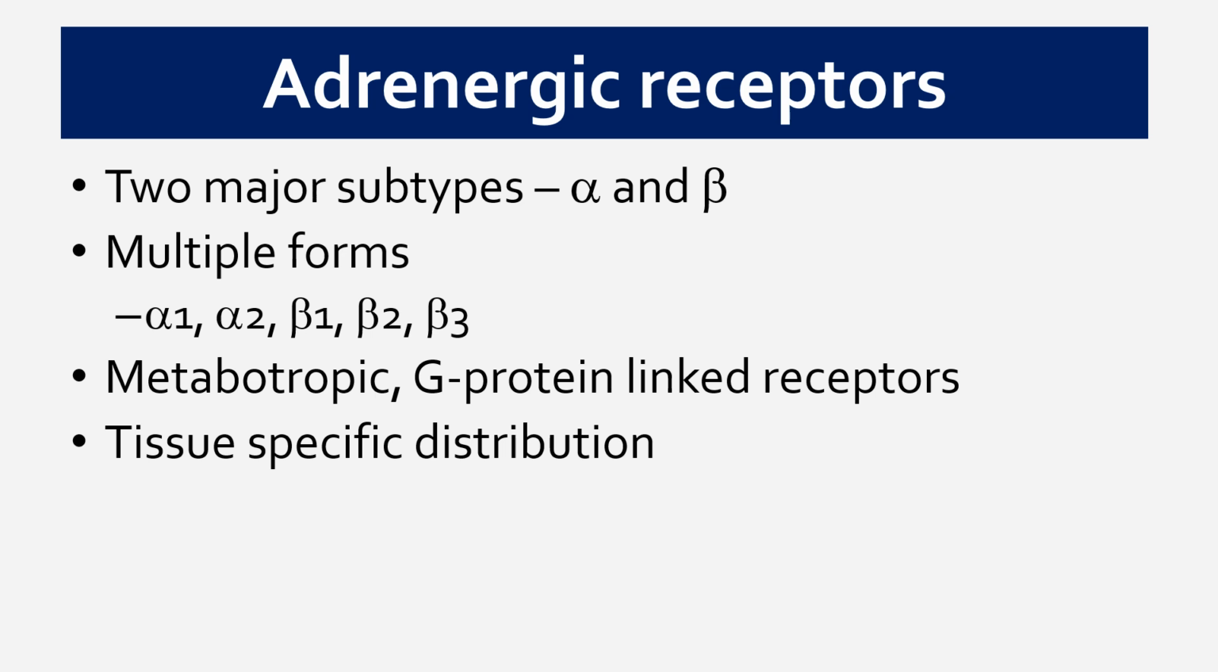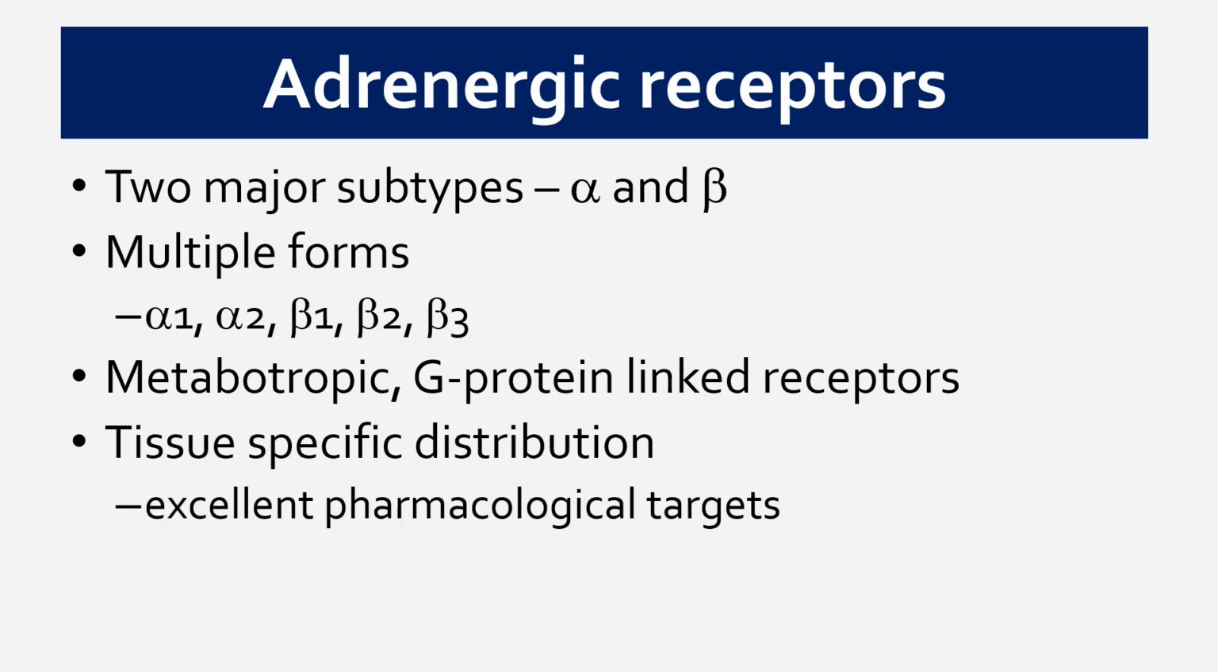They have a really good tissue-specific distribution, which makes them excellent pharmacological targets. What we mean by that is a particular organ, a particular tissue, will have alpha-1 receptors, and a different organ system will have alpha-2 receptors, and so on. It's not a complete discretion between the expression of different receptors in different organ systems, but it's good enough to make them really good pharmacological targets, because if we've got a drug that targets only a specific type of receptor, then it's going to act on that particular component of the system only on that particular organ.